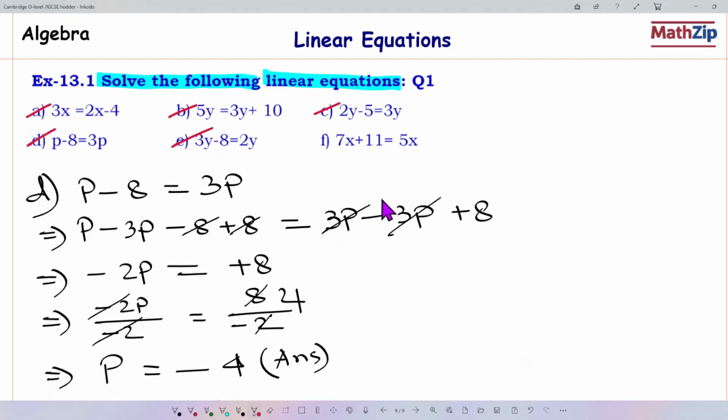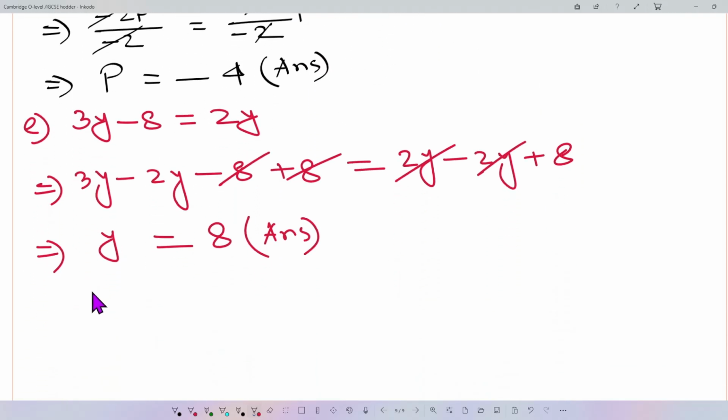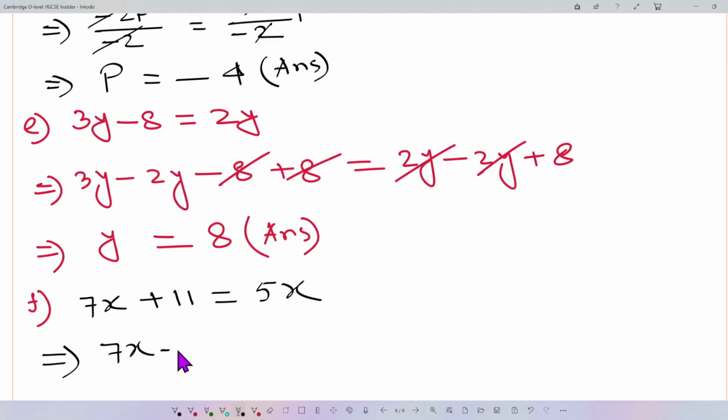Now the final one, number F. 7x plus 11 equals 5x. So this one 7x, this 5x will become minus 5x, this plus 11 will go out, so 11 minus 11 equals 5x minus 5x.